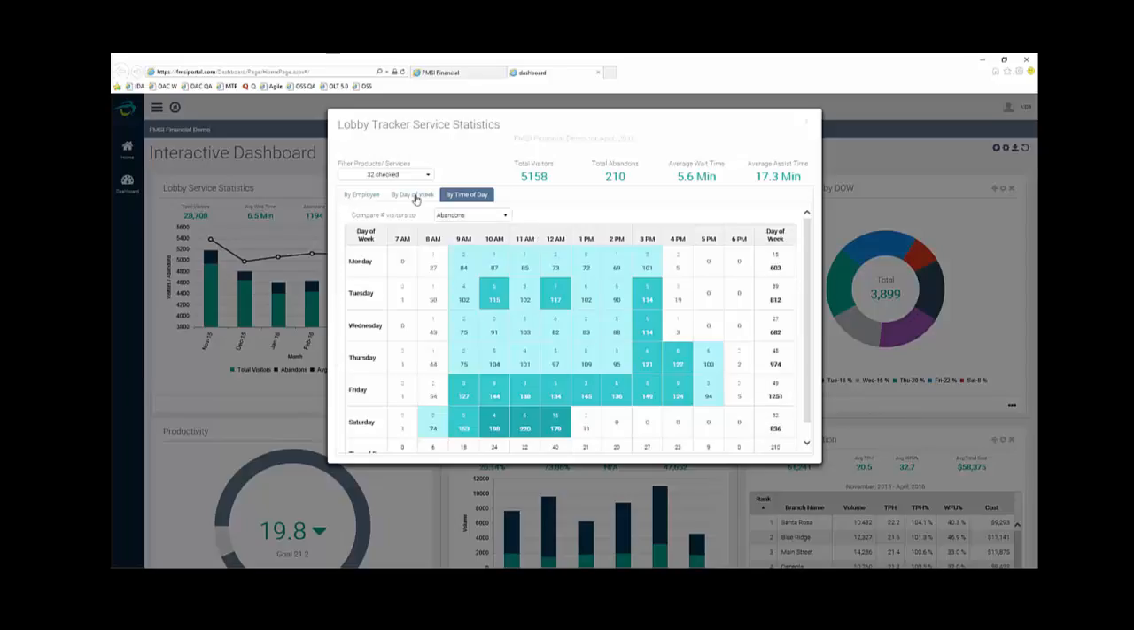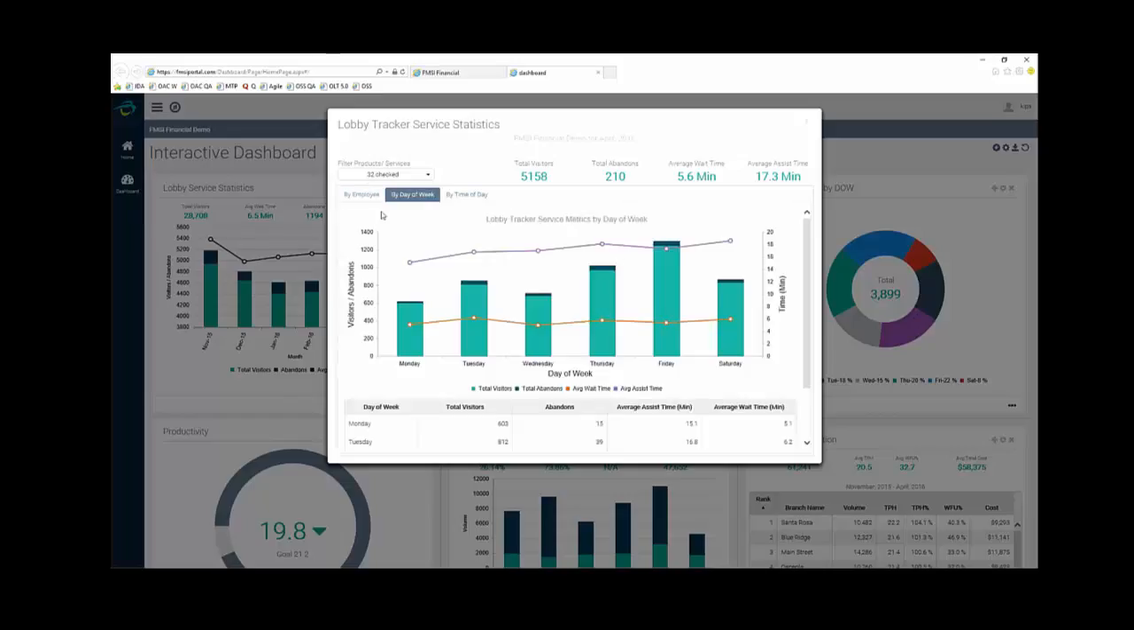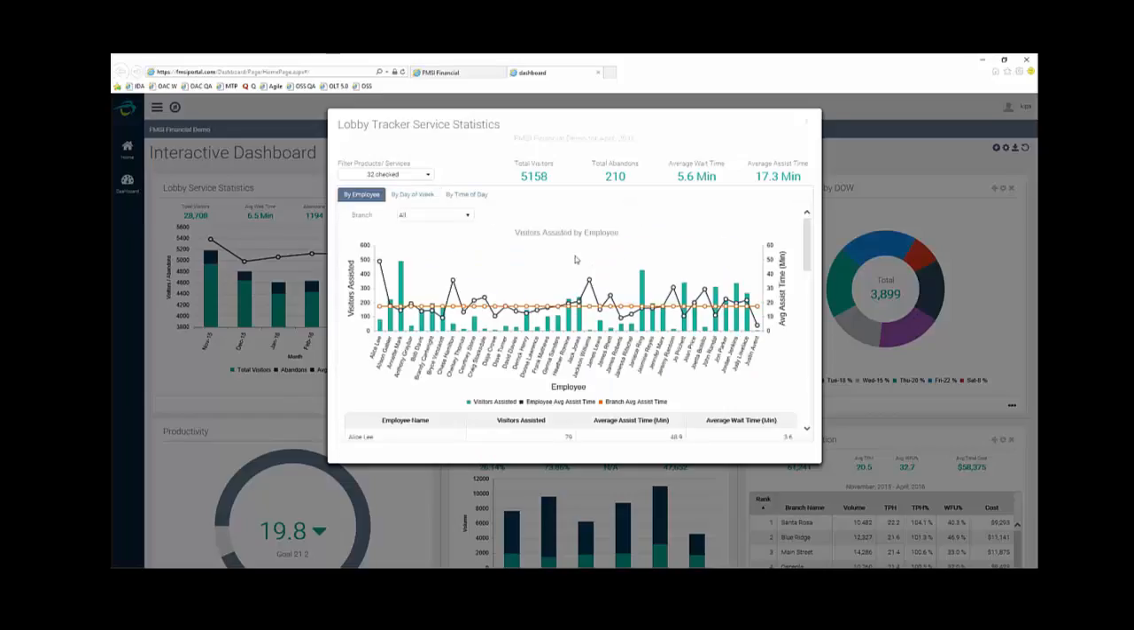We can look at our busiest days of the week, and we can even look at products and services provided by employees in comparison with the branch. We can select particular products and services, so if we want to see who's doing the most medallion signatures or savings accounts, we can see that by person or by branch. So we've really provided a lot of ways to drill into the data and to provide those key insights on how to improve bank processes.